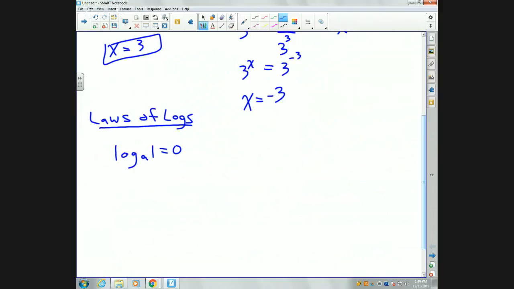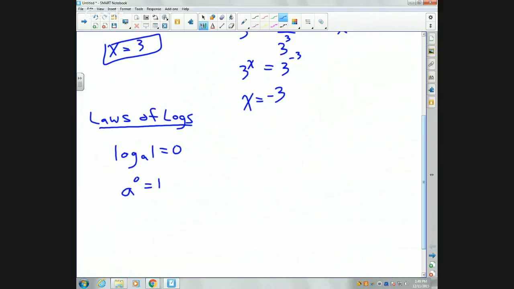So this is one of the laws. And again, I don't expect you to memorize this law. Just think about what's going on here. What this says is that a to the 0 is equal to 1. Yeah, so anything to the exponent 0 is equal to 1. So it makes sense that this right here, a to some exponent has to be 1, that the exponent has to be 0. Is that okay?